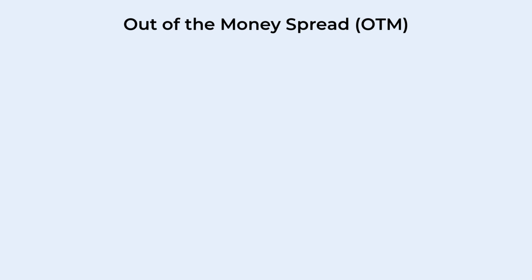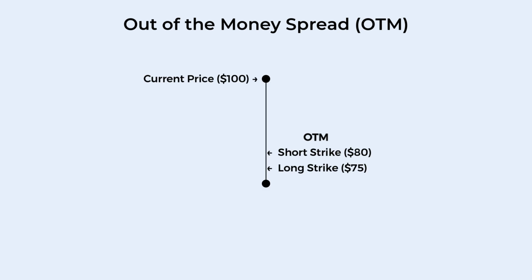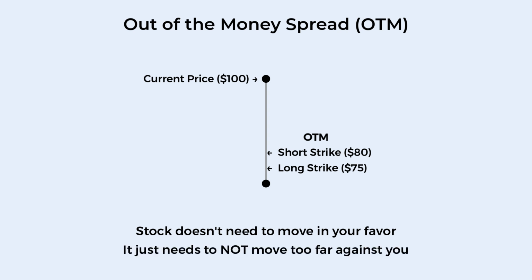Let's start with the most common approach. Selling an out-of-the-money spread. This is where both of your strike prices are beyond the current stock price. And there's a good reason why this approach is so popular. The stock doesn't actually have to move in your favor for you to make money. It just needs to not move too far against you.